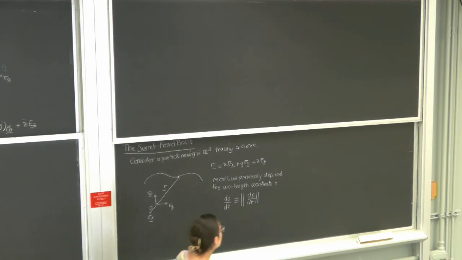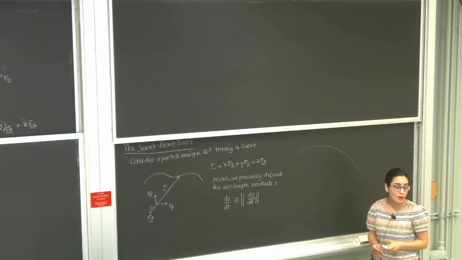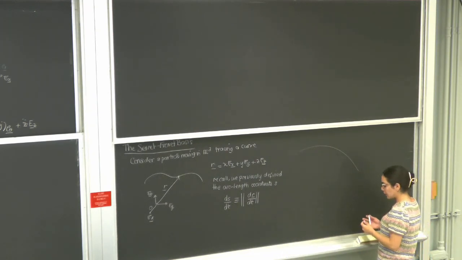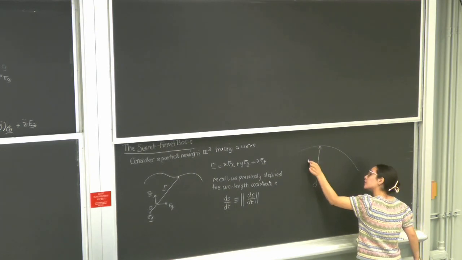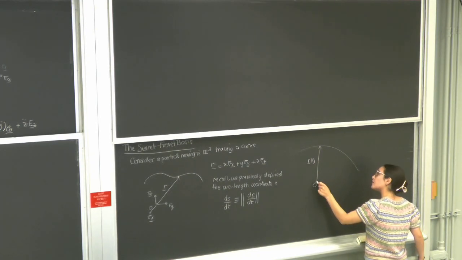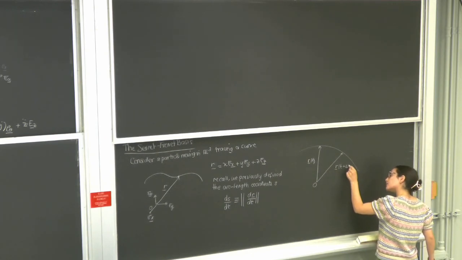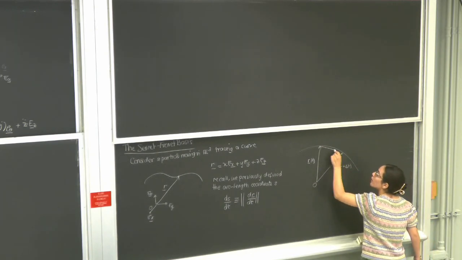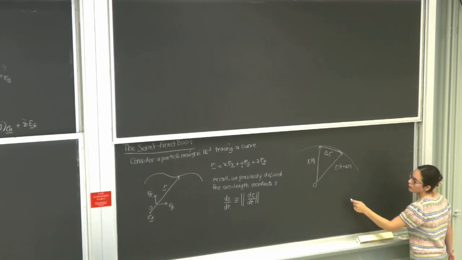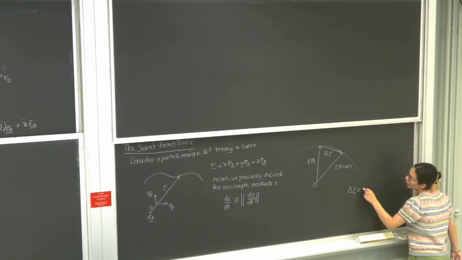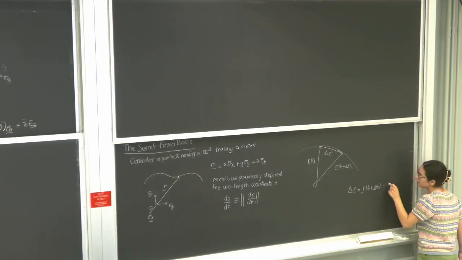Okay. So if I have a curve, that's a zoom in of the curve, and I have my origin. This is my position vector at time t. This is my position vector at time t plus delta t. And this is delta r. Delta r, which is r of t plus delta t minus r of t.